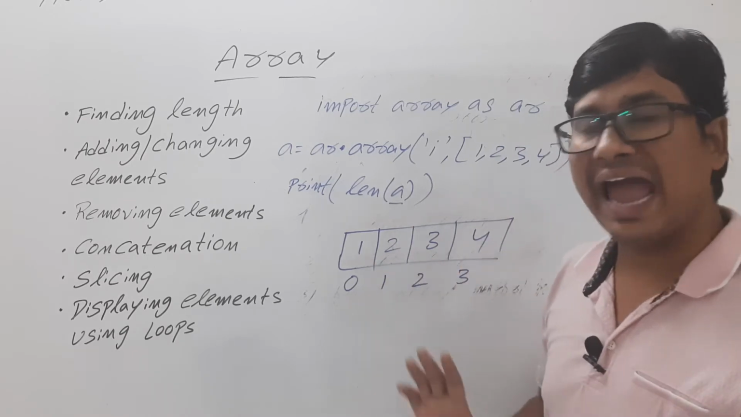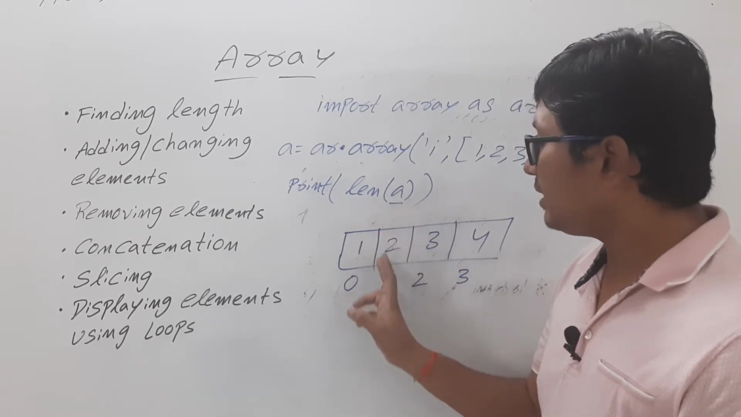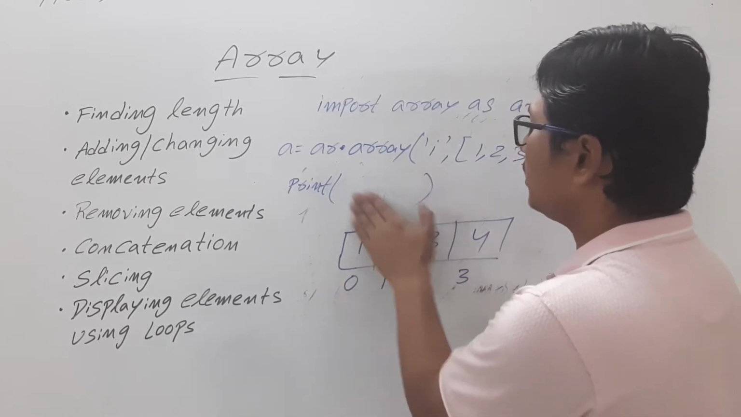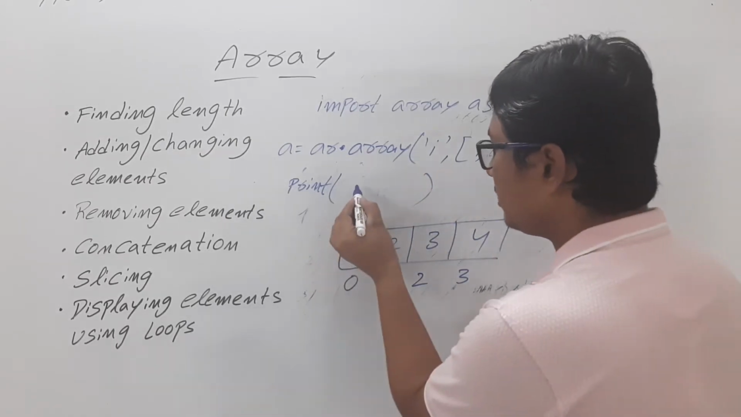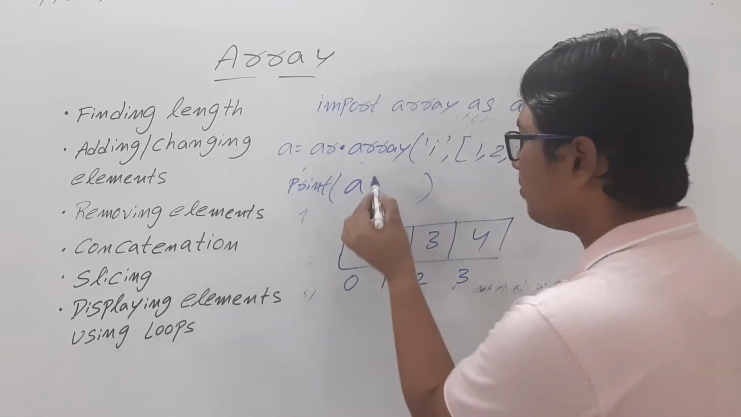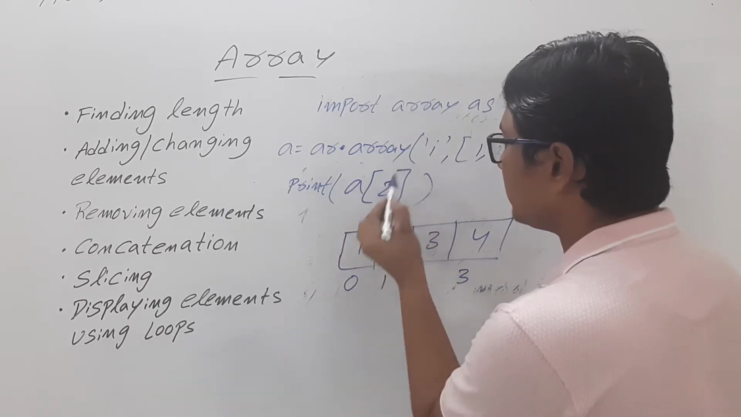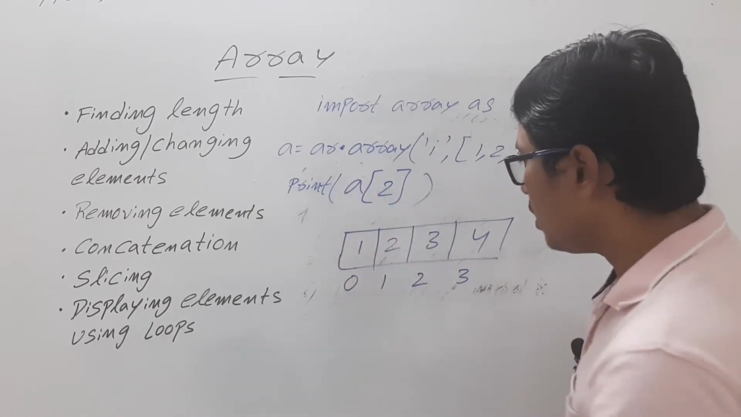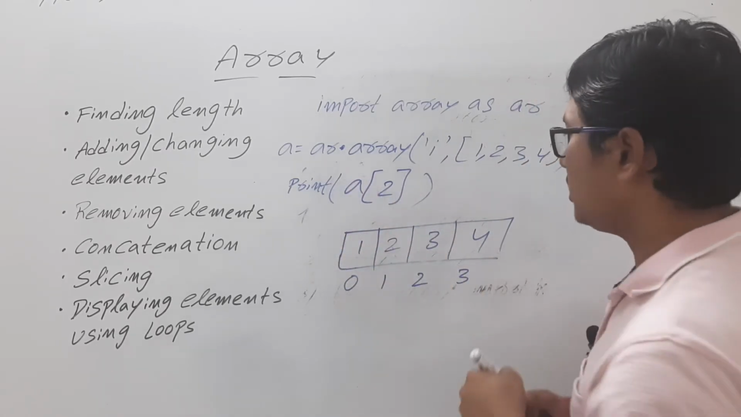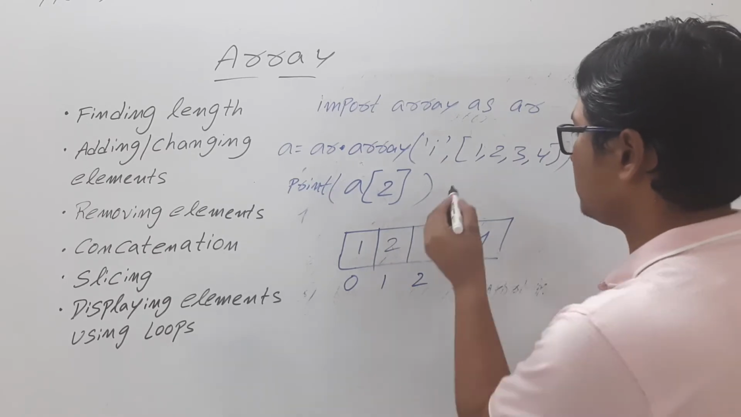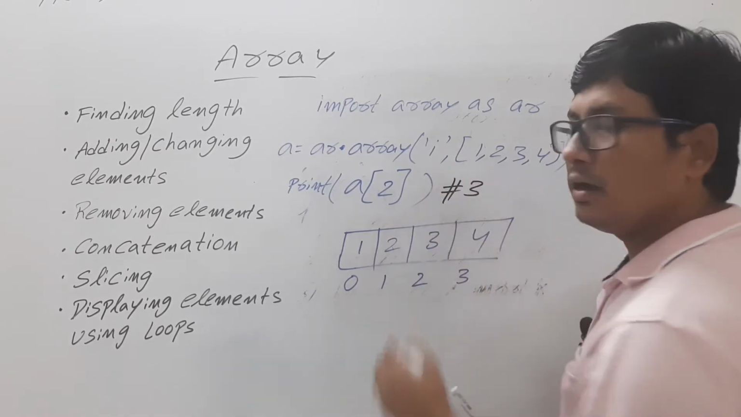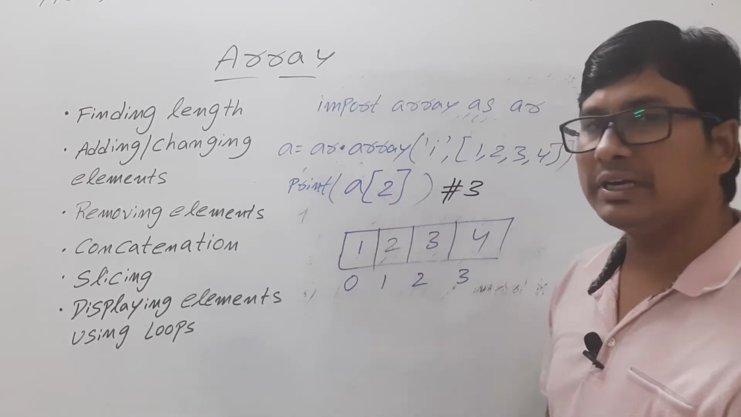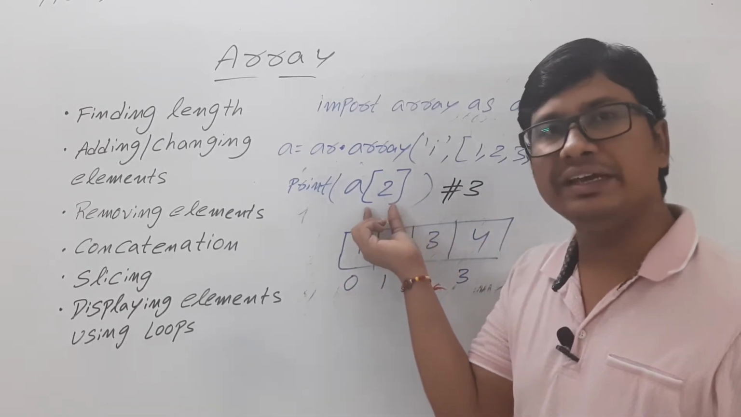If I want to access an element at a particular index, that also you can do. How? You can write the name of the array and the particular index. Suppose let me write the index number as 2. So at index number 2 of an array A, what element is there? 3. So 3 will be displayed as an output in this scenario. Are you able to understand? So you can access one of the elements in an array with the help of the index.